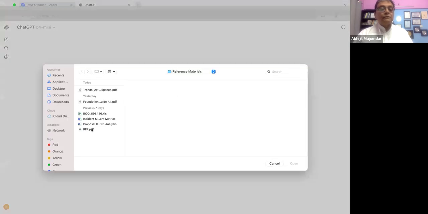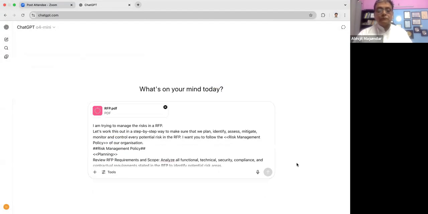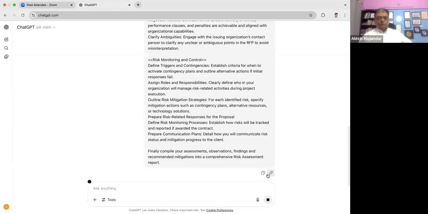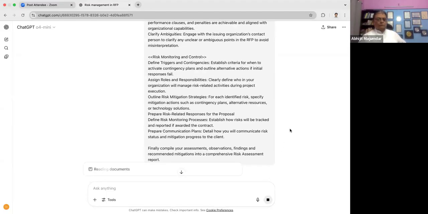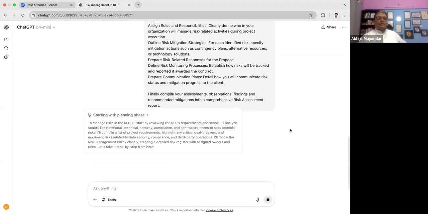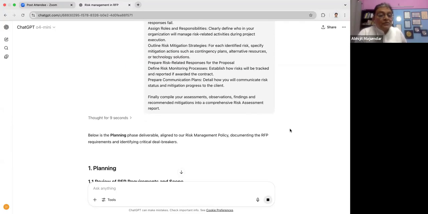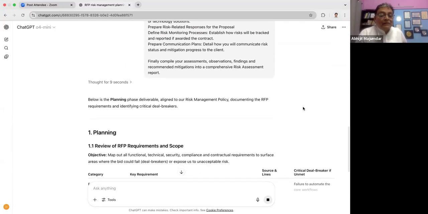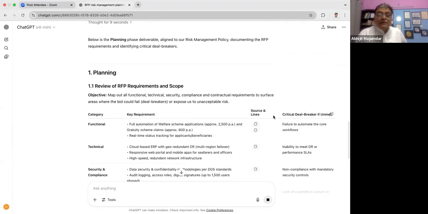See, now it has started working. So it is starting with the planning phase. Now it is following your instructions. Okay. Below is the planning phase deliverable. So it is giving you the planning phase deliverable. Okay. Functional, full functional requirements with source lines. So it is also okay.